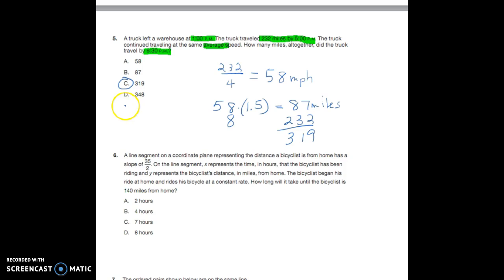So be careful. Make sure you read the problem thoroughly and you double check your work. Okay? Questions? Bring them all to class.